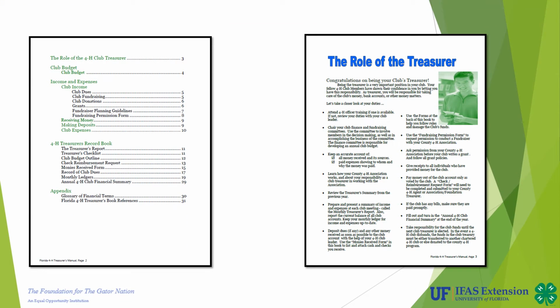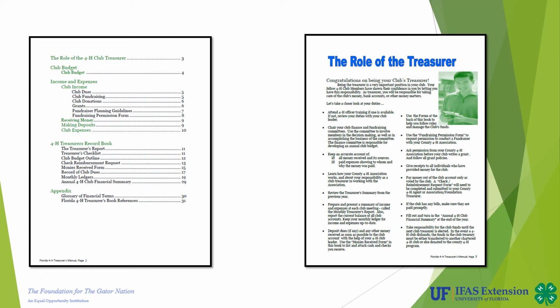We will start out by taking a look at page 2 and 3 to become familiar with the 4-H Treasurer's Manual. Page 2 is a table of contents that will help you find what you're looking for, and page 3 is a list of your roles as a 4-H club treasurer.